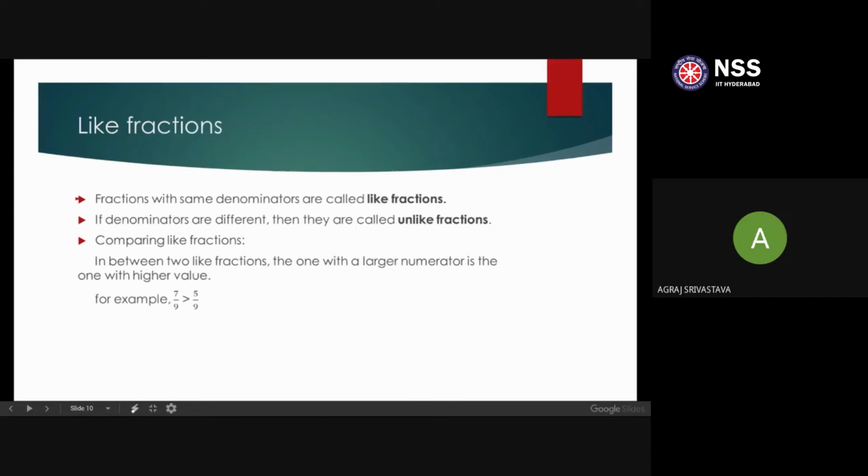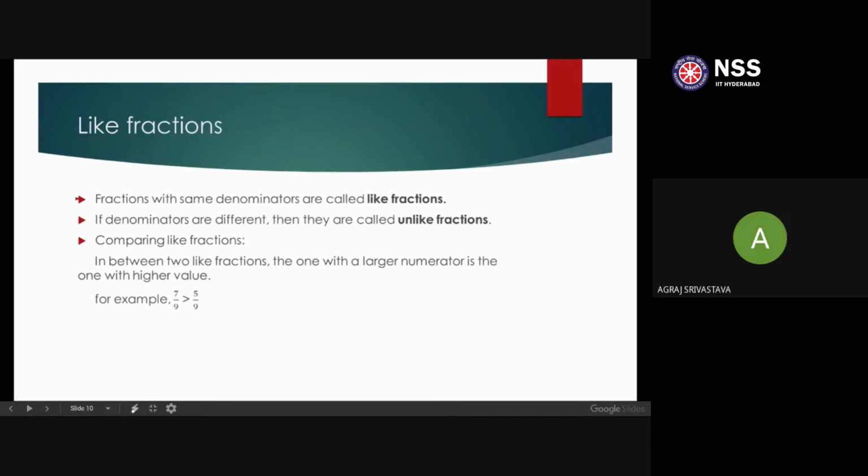So to compare like fractions, since the denominator is the same, you only look at the numerator. The higher numerator will always be more because it has a higher number of equivalent parts. So to reiterate, comparing like fractions is reasonably simple. You just look at the numeric value of both the numerators, and whichever numerator is larger has the larger fraction.